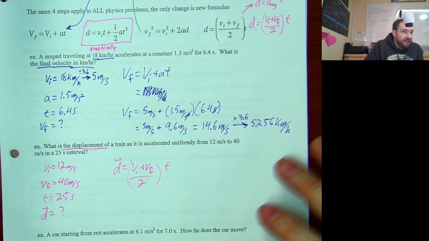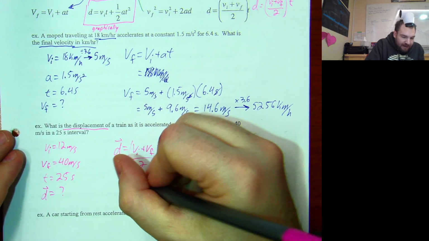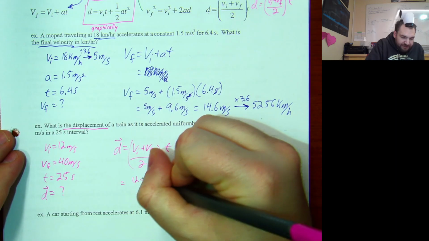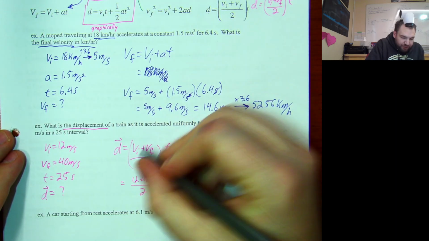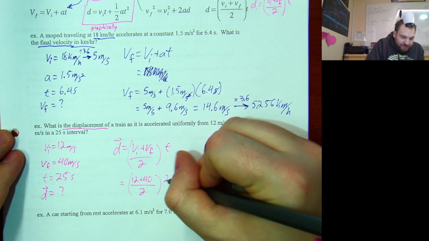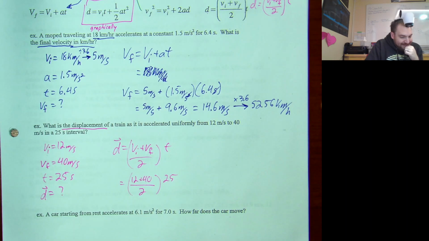And now we're just going to fill the thing in. I've got (12 plus 40) over 2 times 25. So that's going to be 52 over 2, which is 26. 26 times 25 is 625, and 25 is 650.